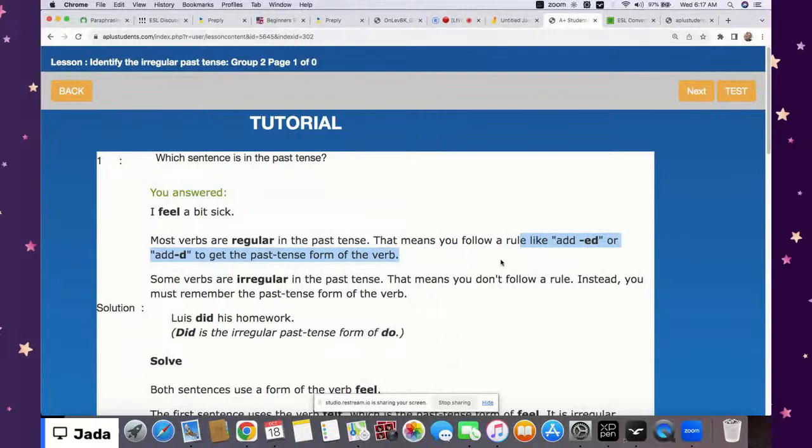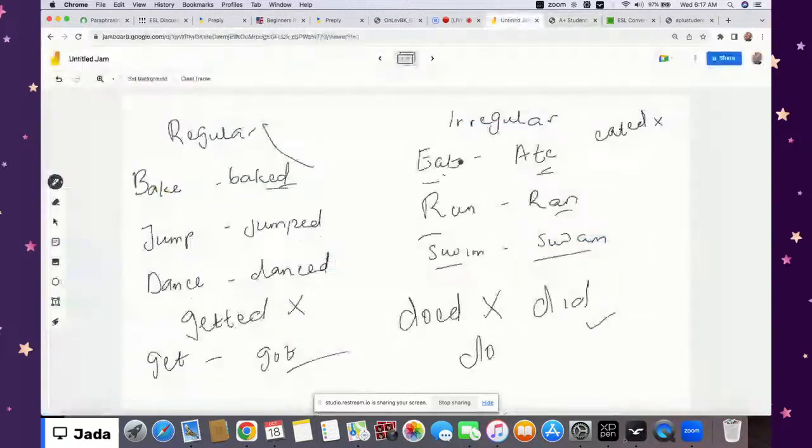Okay, so like I was saying, most of them are regular, with the ed and d, and the ones that are irregular have their own pattern. So you have to follow the pattern. Just like how I've explained here, we have eat and ate, run and ran, swim and swam, bake and baked, jumped and jumped for the regular. And then we have do and did. So that's it.